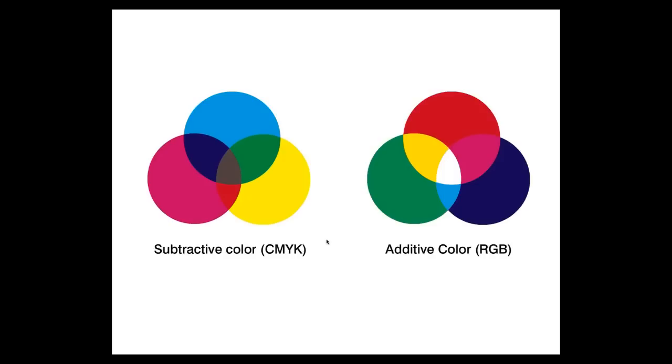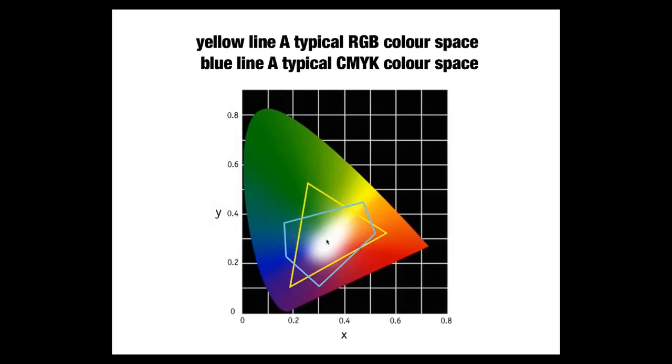Whereas if you add colors for a printed output, you're adding colors to take away light, so you end up with a black color. Okay, so that would be magenta, cyan, and yellow, etc. Okay, so here we go.